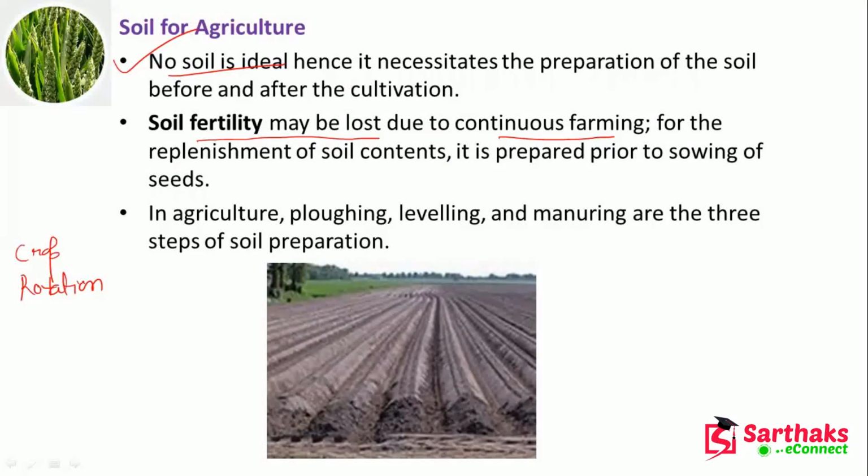So here the soil fertility may be lost due to continuous farming. So for the replenishment of soil contents, it is prepared prior to sowing of seeds. And in agriculture, plowing, leveling, manuring, these are the three steps. We are doing them for soil preparation, because whatever soil you have is not ideal. So we have to make it proper for the cultivation of a particular crop. How can we do it? By plowing, leveling, manuring.